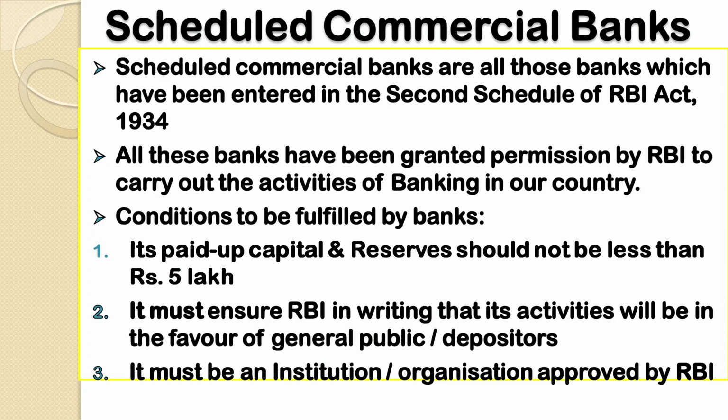So in order to be regarded as a scheduled commercial bank, the name of that particular organization should be entered in the second schedule of RBI Act 1934, and in order to be listed under the second schedule, the organization has to fulfill three conditions. Point number one, its paid up capital and reserves should not be less than rupees 5 lakh. Point number two, it must ensure in writing to the RBI that its working will be in the favor of the general depositors. And point number three, it must be a recognized body by RBI.